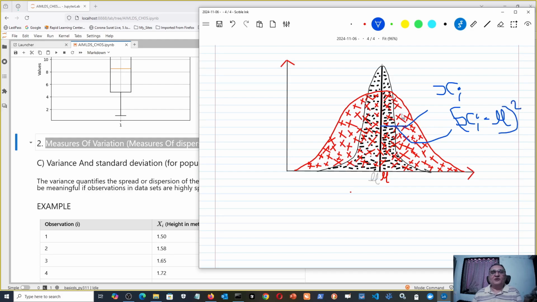Similarly, we take the second data point, third data point, fourth data point, all red of course, and for all we find the difference between the data point's value xi and mu, and then we square it. Then we sum all those squares for a given data set. So for all red points, sigma of xi minus mu whole squared, and then we divide it by the number of observations. That gives a quantity which is called the variance of this red colored data set.